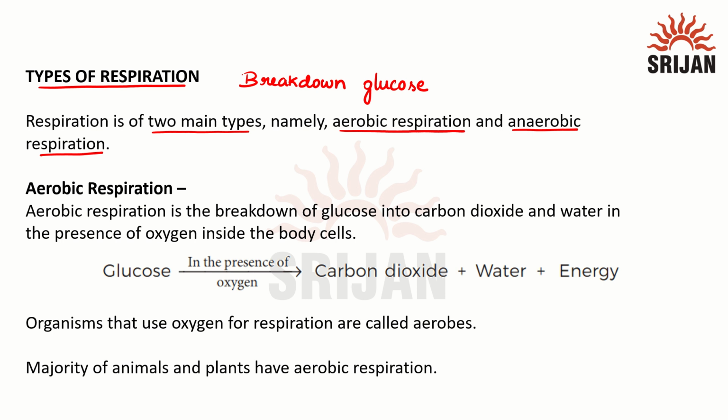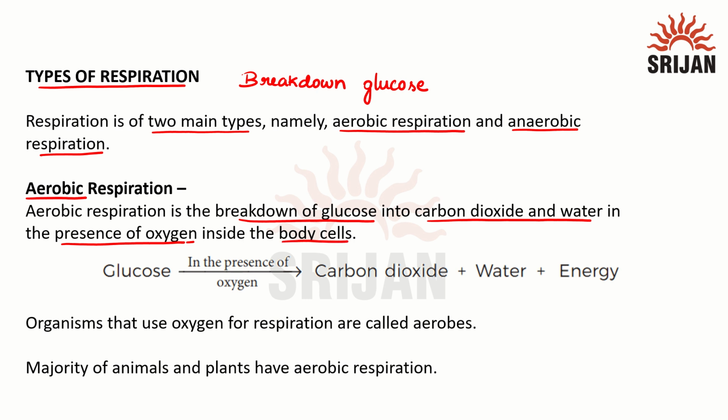Now what is the difference? If we see the word aerobic, that means it requires air. Air here refers to presence of oxygen. So aerobic respiration is where we see breakdown of glucose into carbon dioxide and water, and this chemical reaction needs the presence of oxygen. And this of course occurs inside the cell.